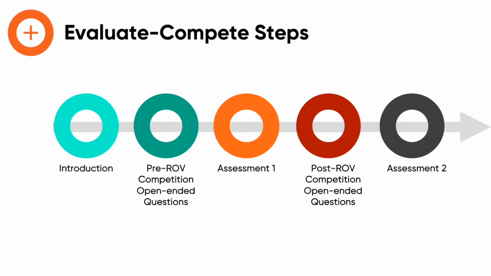There are 5 discrete stages for eCompete, and the assessments can be repeated 2 additional times for a year-long experience. The open-ended questions are done at the beginning and just before the last assessment. The sequence above is for an ROV team that starts in the fall and finishes up just shortly before the ROV competition in May and June.